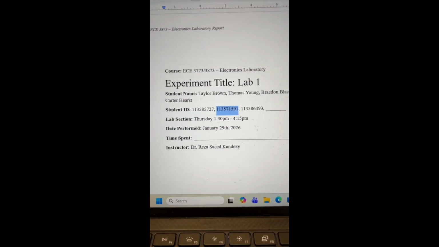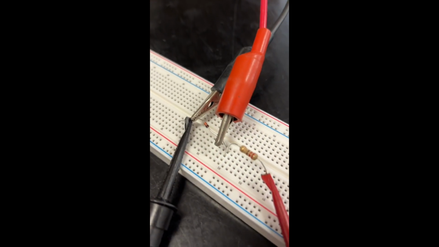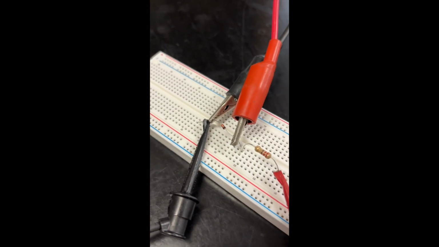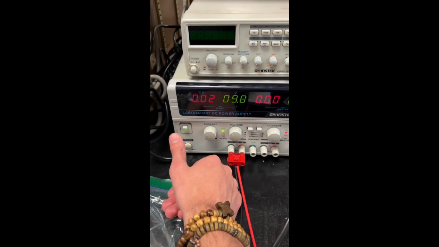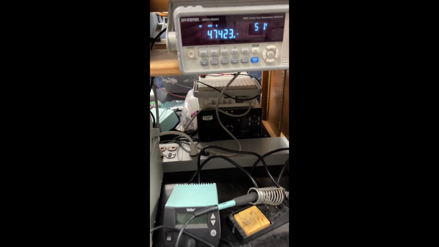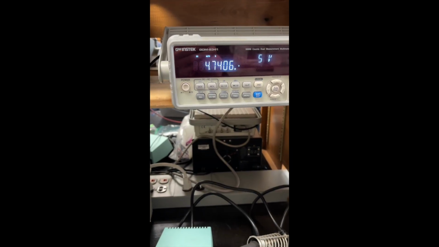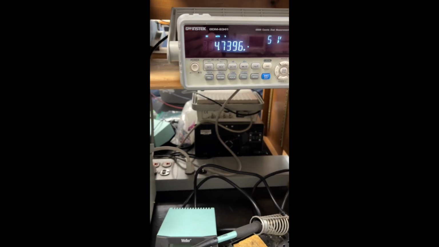This is Thomas Young, student ID number 1135-71-59-1, doing Lab 1, Part 4 for E-Lab. You can see I have my Zener diode set up here for collecting the Zener voltage. I am now turning on the 10 volt signal, and I'm receiving about 4.74 volts with some drain there.